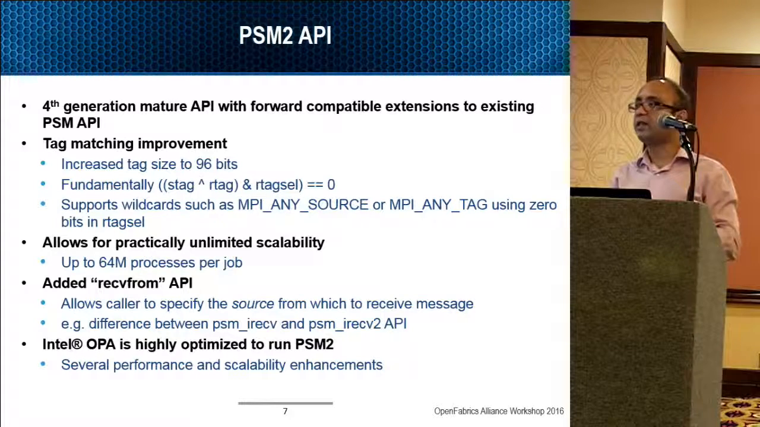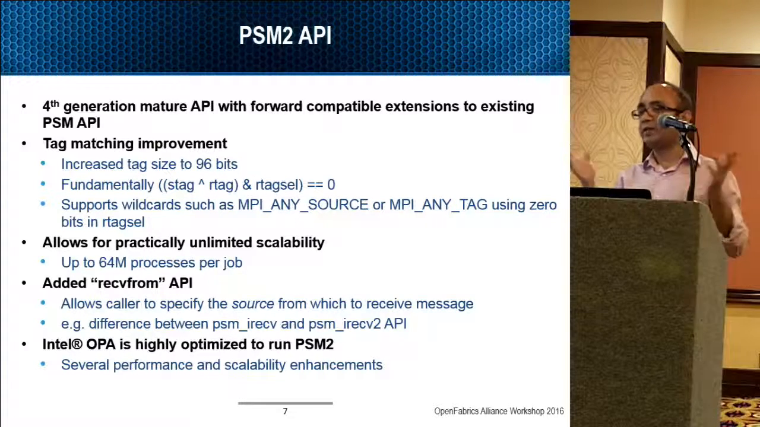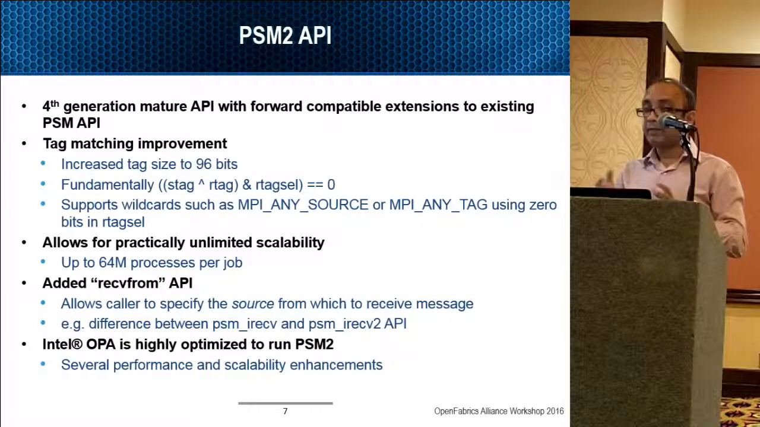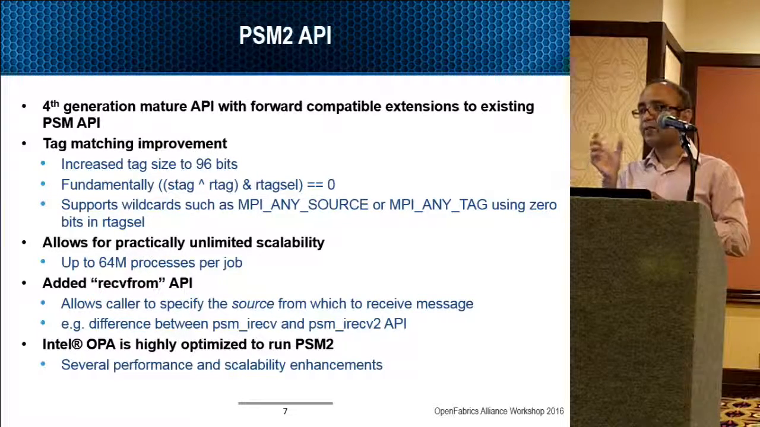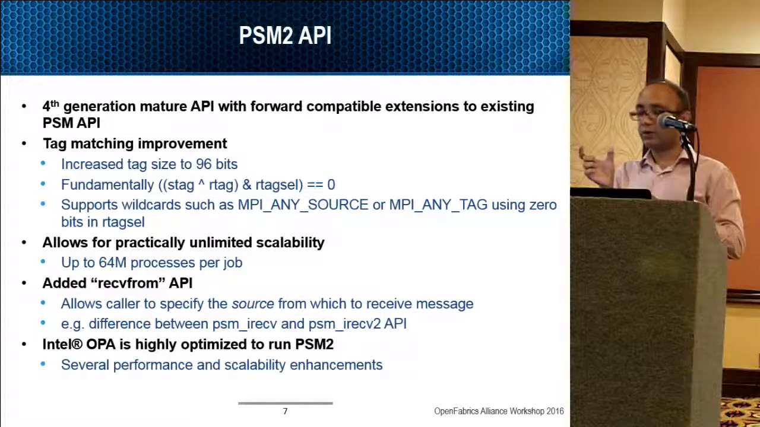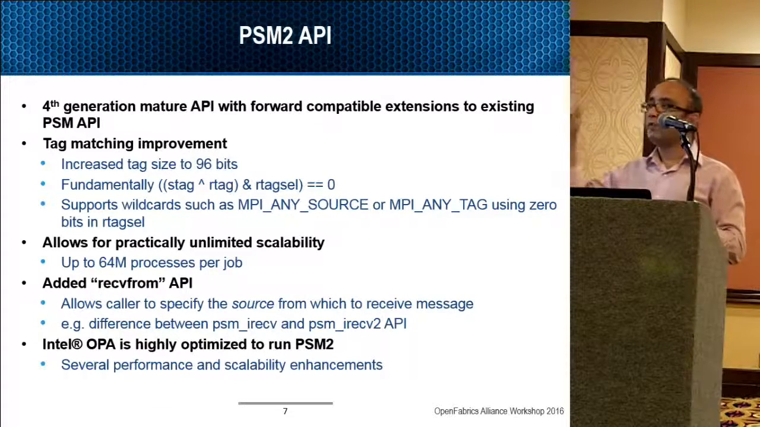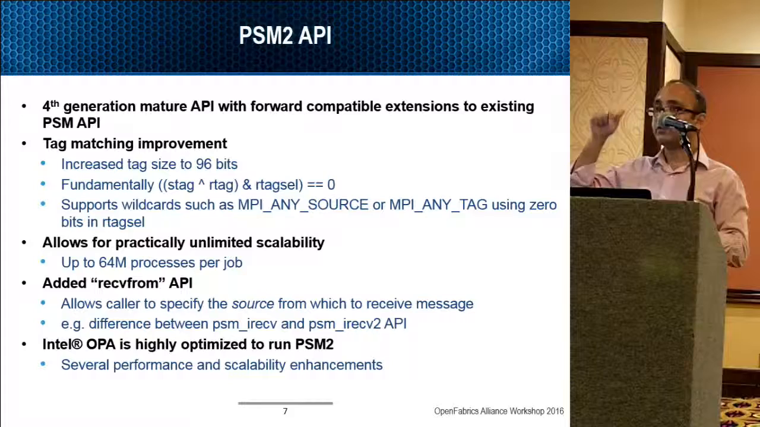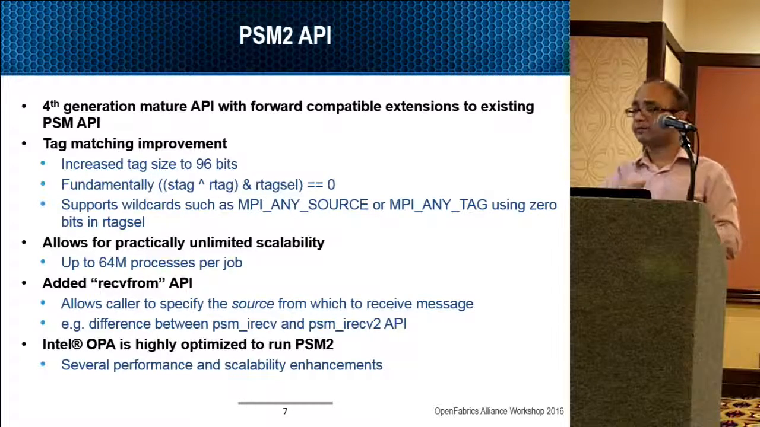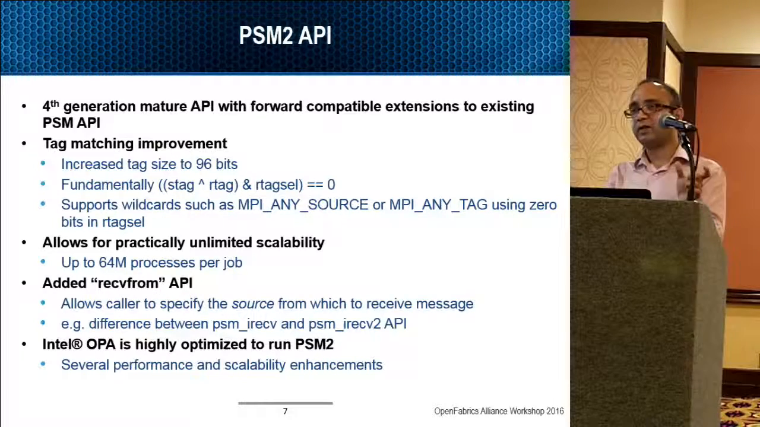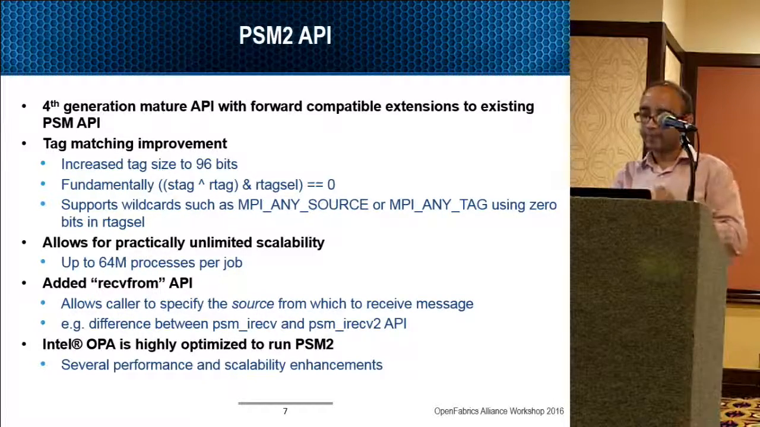And so this allows you to do things like, you can say, I want to receive messages from any source. I want to receive messages from any tag, the stuff that you're used to if you're writing MPI applications. And like I mentioned, the bits that constitute the source rank now are 32 bits long. So you can define practically unlimited scalability as far as the job size goes. And then lastly, a lot of the new PSM APIs in PSM2 allow you to specify the source rank from which you can receive a message. So you can say, I want to receive a message with this tag only from this source. And PSM will take care of that.